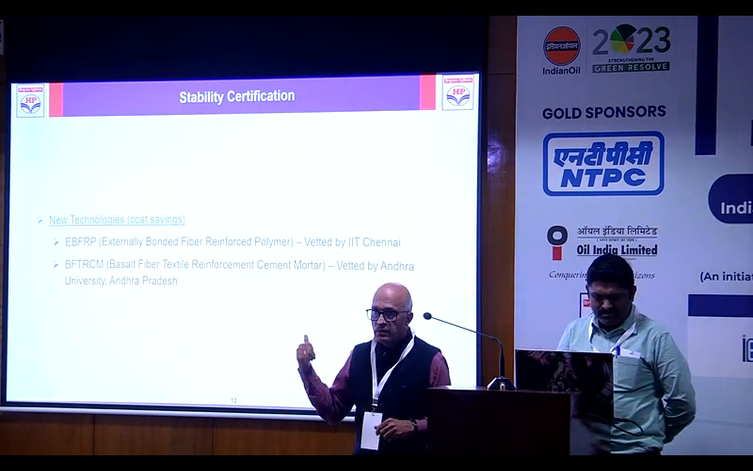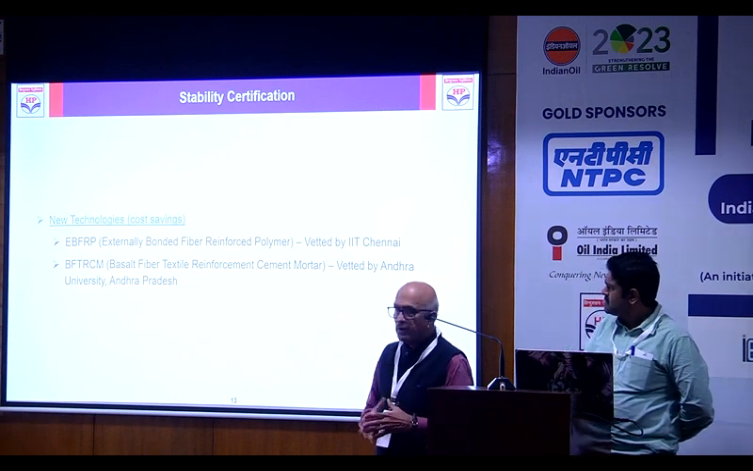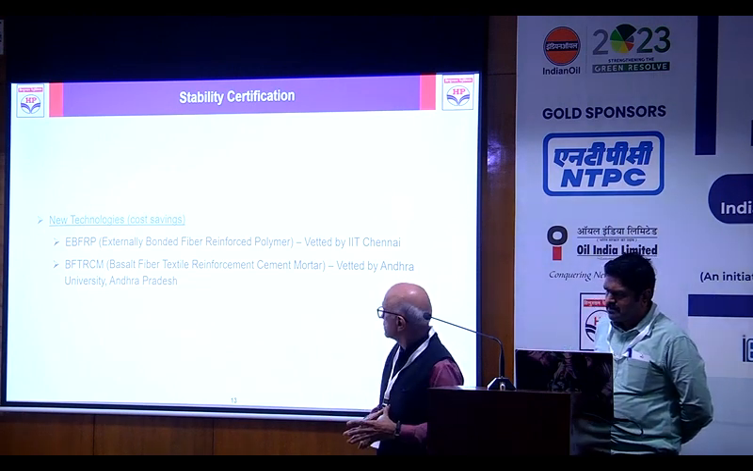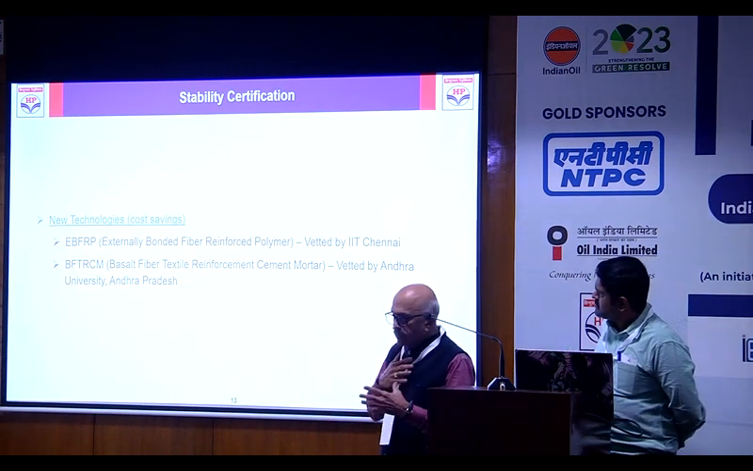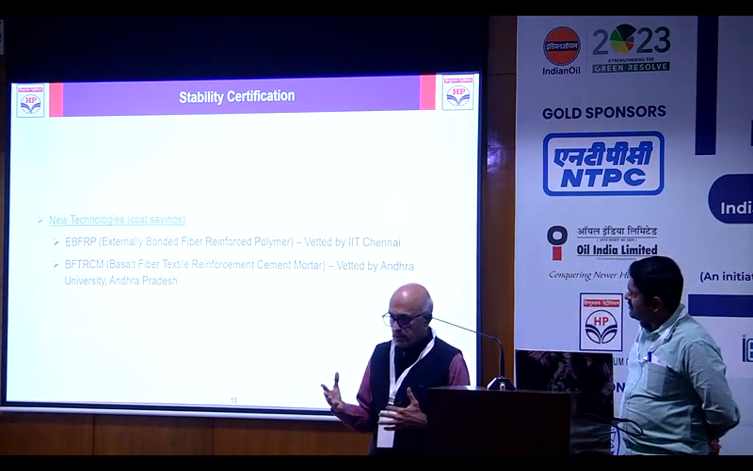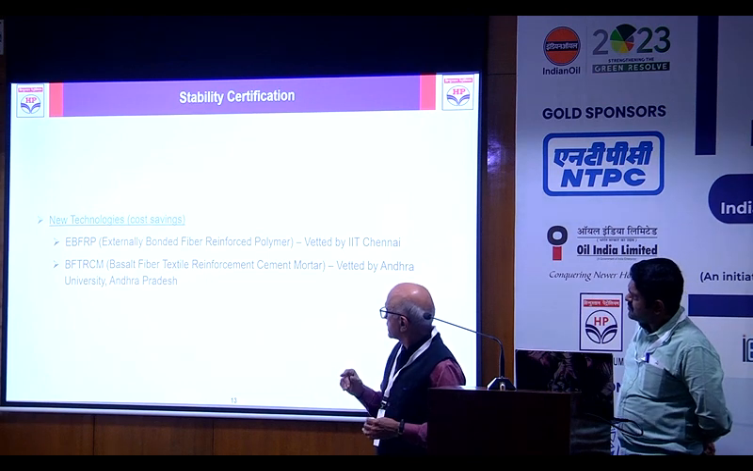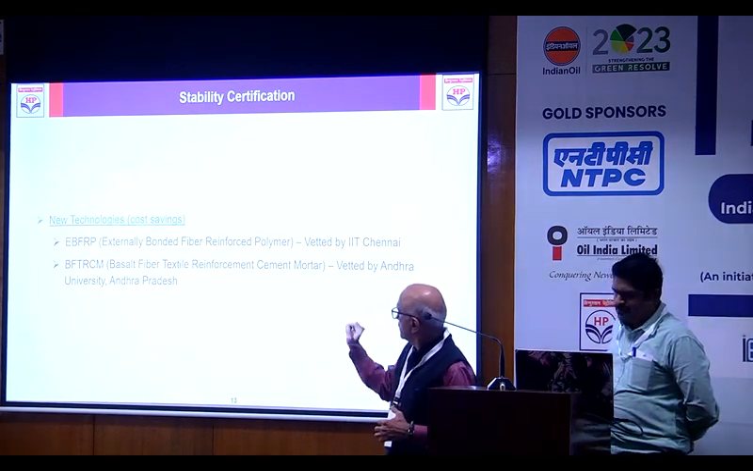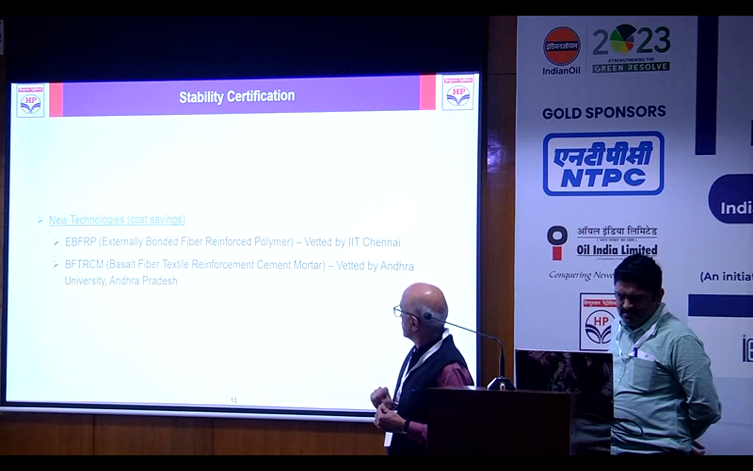So in the process we also encountered a couple of new technologies which I thought I would introduce. Generally, FRP coatings are of 3 types. One is glass flake epoxy, which we use for acid tanks and all. Then EBFRP, externally bonded fiber reinforced polymer. This is carbon fiber reinforced, which we have used.